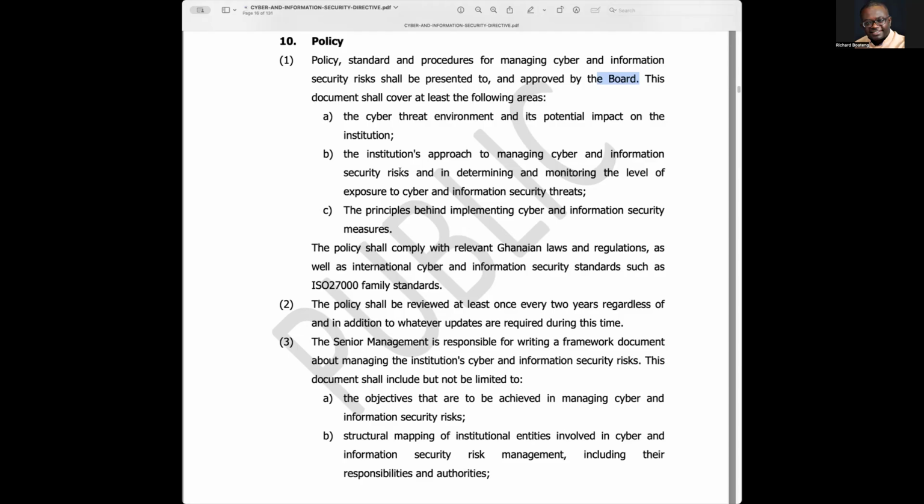The policy shall comply with relevant Ghanaian laws as well as international cyber and information security standards, such as the ISO 27000. We'll check it. Please remember that we have to check this one when we are looking into it. So if you can copy it somewhere, and then Elsa, remember that we have to check it.